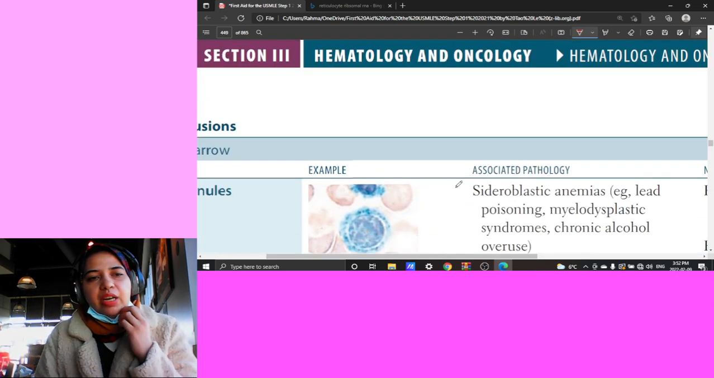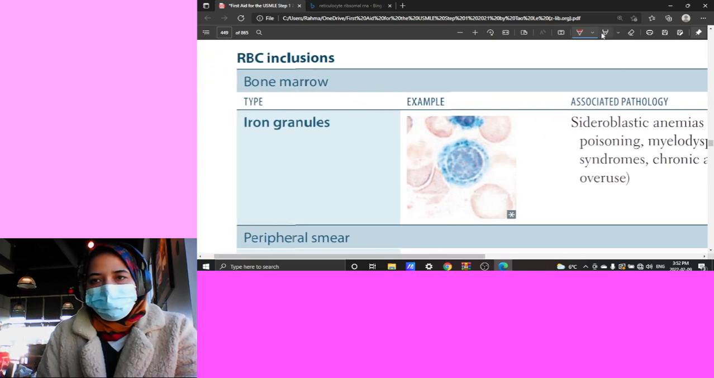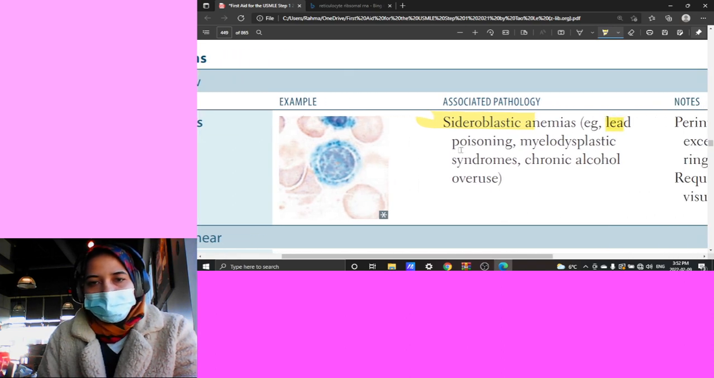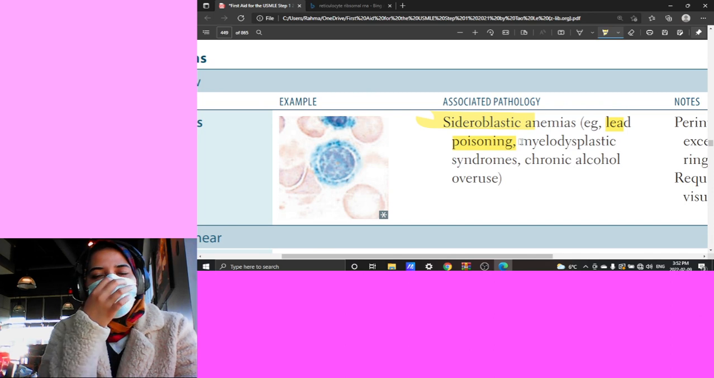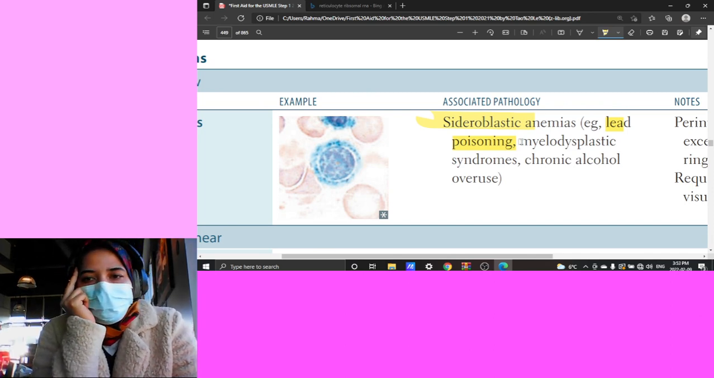So there are some things that you now will see inside the bone marrow. We have these iron granules, which are seen in sideroblastic anemia as well as lead poisoning. Keywords for lead poisoning: lines on the gingiva, neurological manifestations.